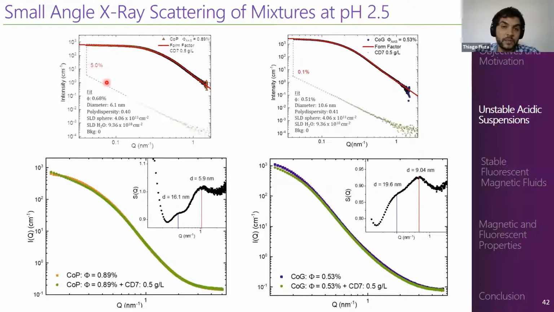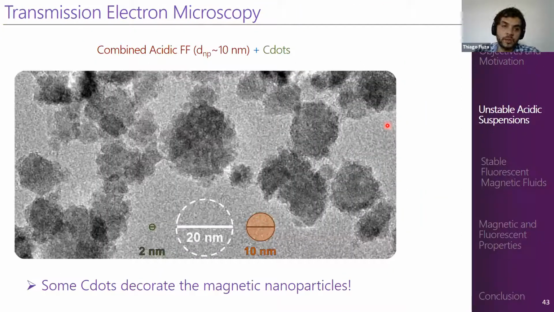You can see that the signal of the NC dots is really low, so here we neglect it. We can also see by transmission electron microscopy that these small nanoparticles, the NC dots, are decorating the bigger magnetic nanoparticles. Therefore, this aggregation effect shields the electrostatic potential, reduces the repulsion, and destabilizes the system.